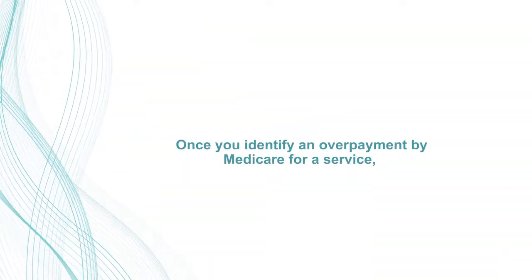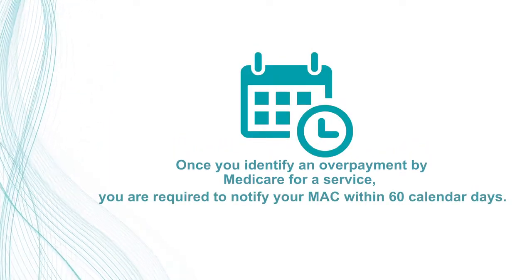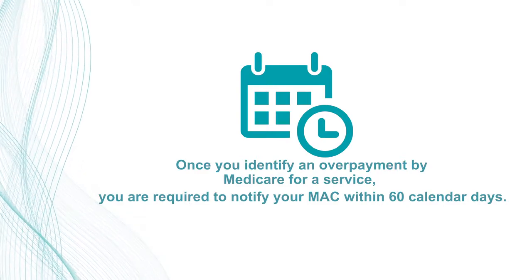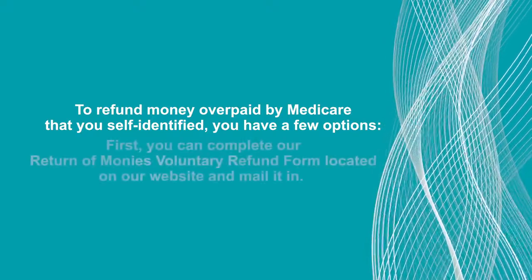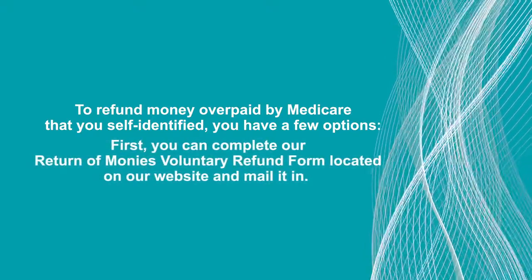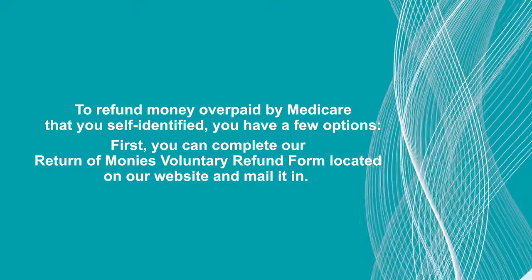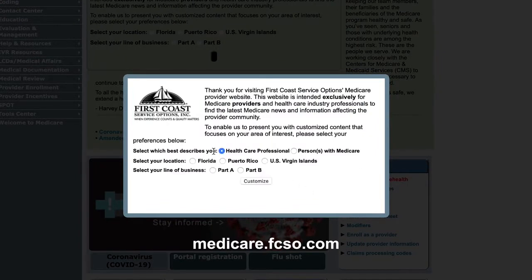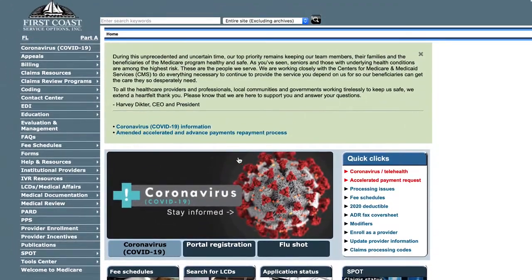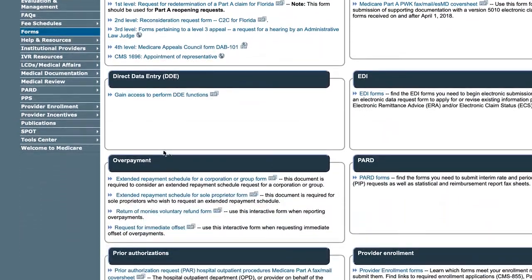Once you identify an overpayment by Medicare for a service, you are required to notify your MAC within 60 calendar days. To refund money overpaid by Medicare that you self-identified, you have a few options. First, you can complete our Return of Monies voluntary refund form located on our website and mail it in. To access the form, visit our website, medicare.fcso.com, select your locality and line of business, then click on Forms from the left-hand column. The form is located in the Overpayment section.